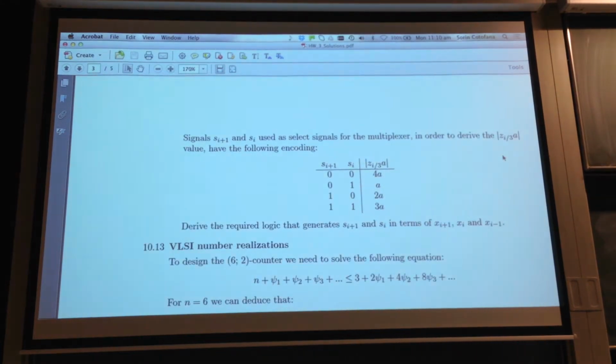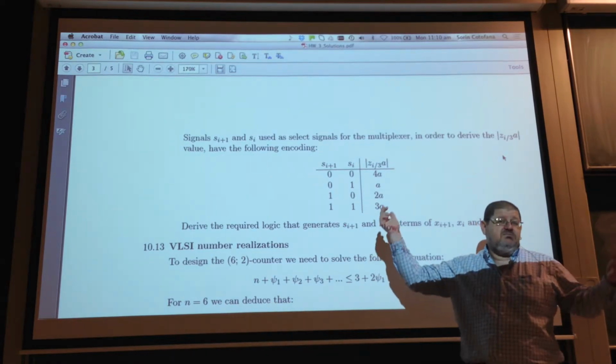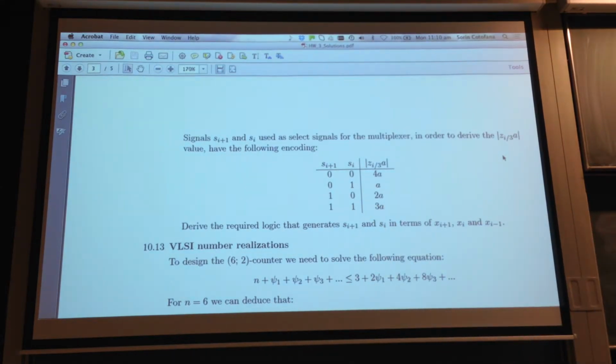Now, in here, this is the encoding that we assumed. As I told you, this is not quite intuitive, but doesn't matter. As long as the selection is right and you follow the table in your implementation, things are okay.